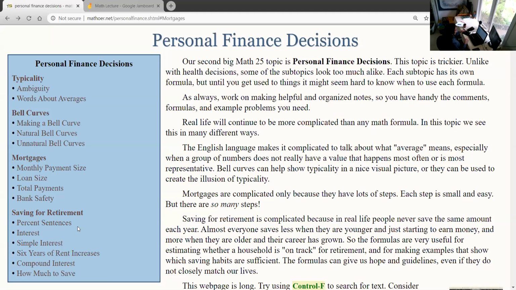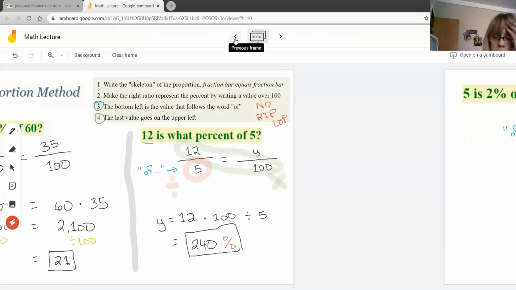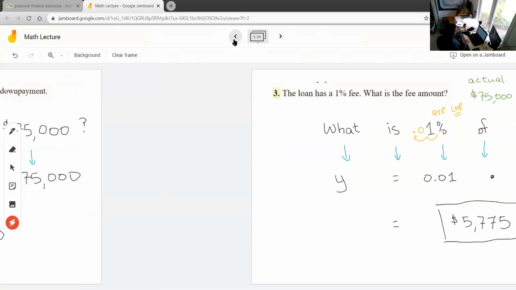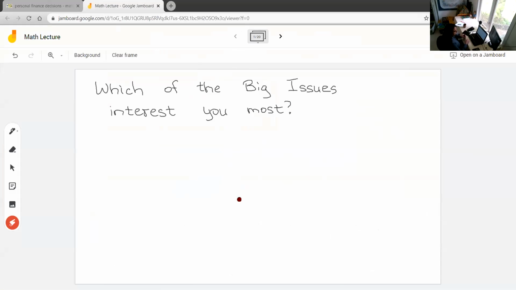If you didn't get back to me on what two big issues you want to work on, which I think was only Timothy, then think about that and let me know in email or something.